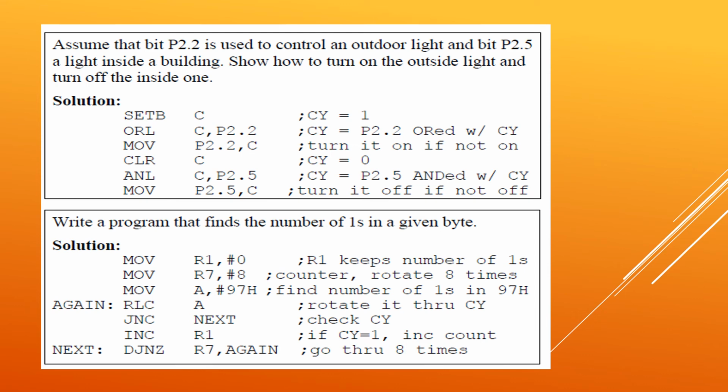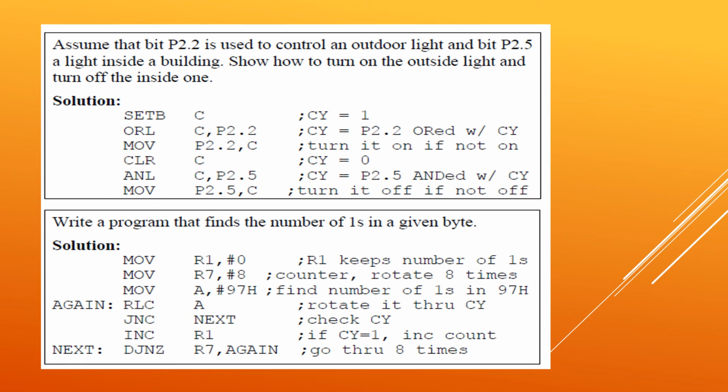Always P2.2 we are going to make 1, because the carry bit is going to save the result of our operation. And the next instruction we have written is MOV P2.2, C. So whatever the contents of C are, those are copied into P2.2. So that means P2.2 is on, it is 1.